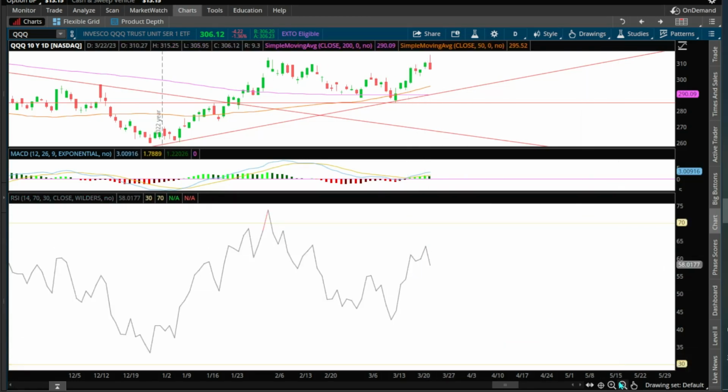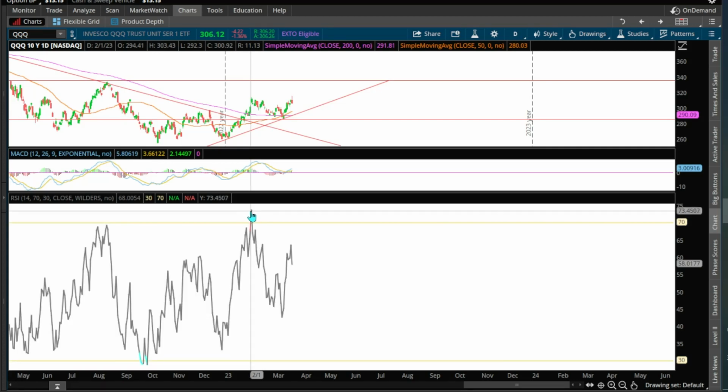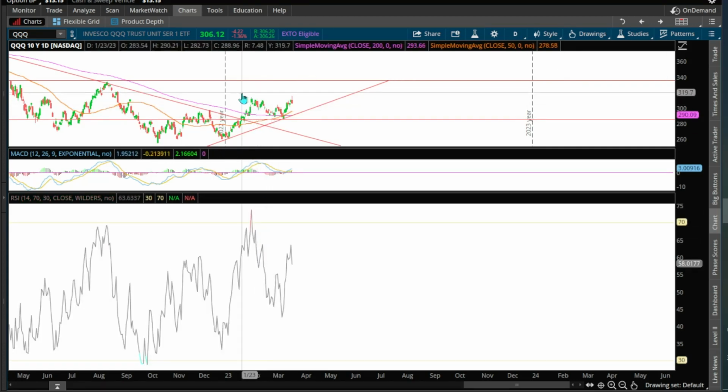Now let's zoom out a little bit. You can see right here, all the way in February, this did make it all the way to 70 when we were up here. So obviously RSI is still pretty high, but it wasn't as high as it was back then. Price action back then is very similar to where we are right now too. So something to pay attention to.